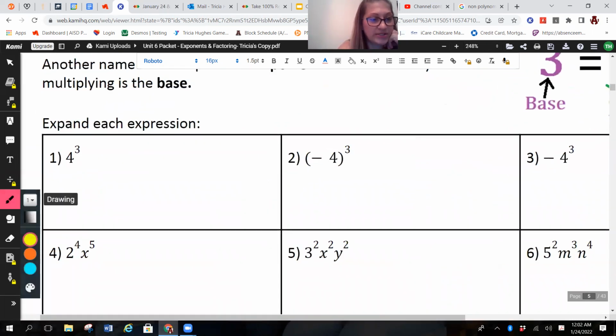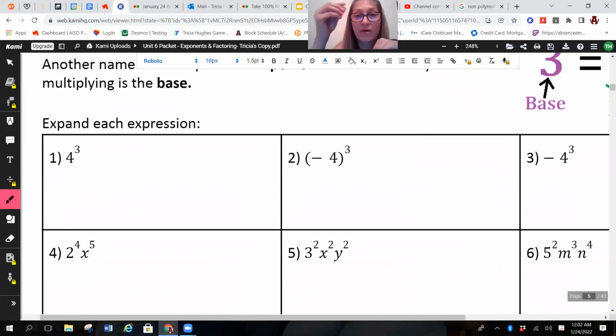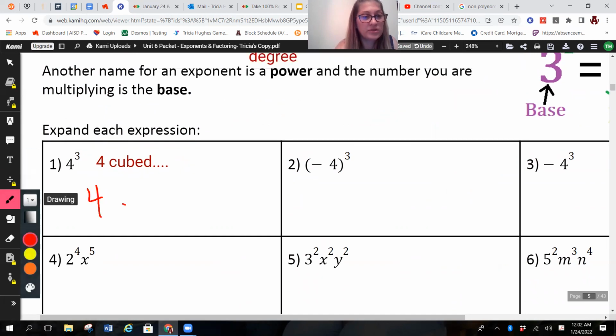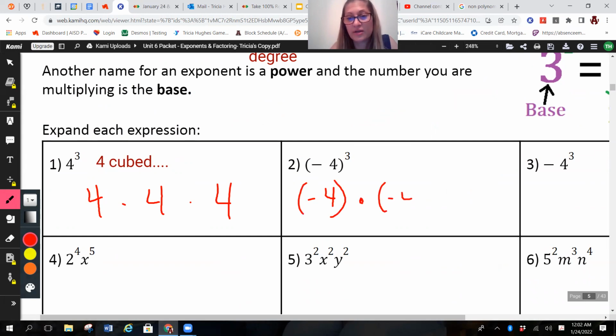Okay, so when it says expand here, let's go back to a different color. Expand means pull apart. So a 4 to the power of 3, we would write that as 4 cubed. That would be expanded 4 times 4 times 4. Now this would be negative 4 cubed. So negative 4 times negative 4 times negative 4.